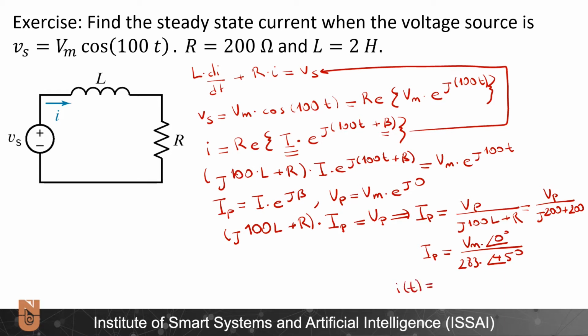and accordingly I can convert this back to a current in the form of i(t) is equal to Vm over 283 times cosine of (100t minus 45 degrees), because here it's at the bottom part, minus 45 degrees. So using phasors, I solved this steady state current question rather easily.